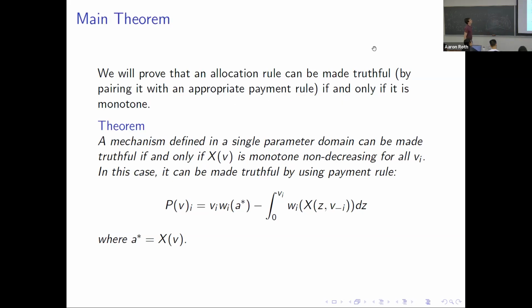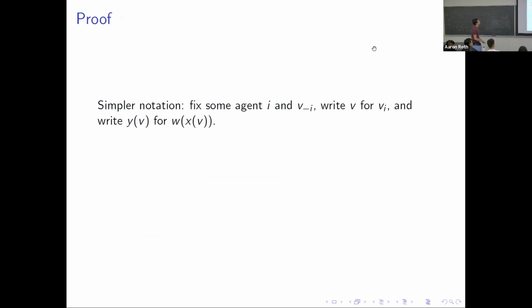Okay, so let's prove it. And I want to simplify notation, because otherwise we have to think about expressions that look like this a lot, like w_i of x of z, v_{-i}. I just don't want to write that down over and over again. So let's simplify notation in the following way.